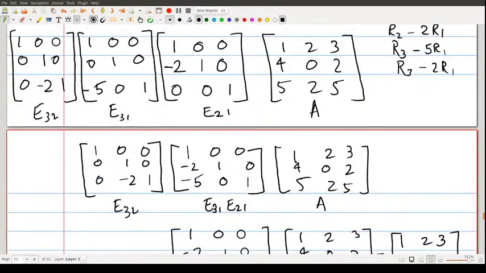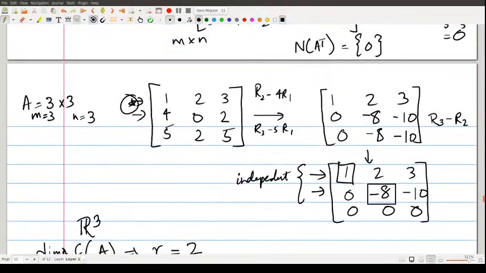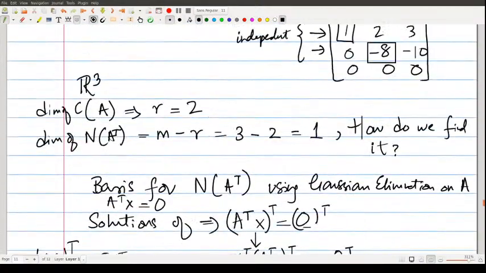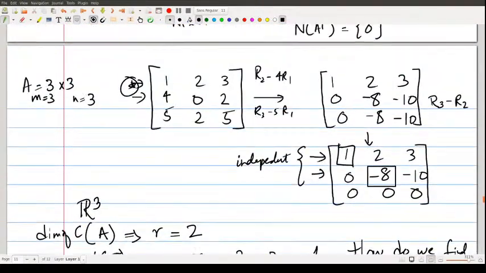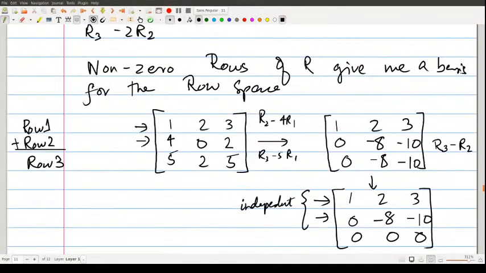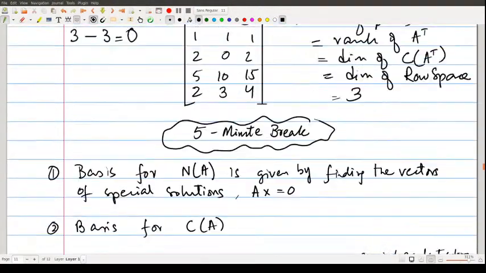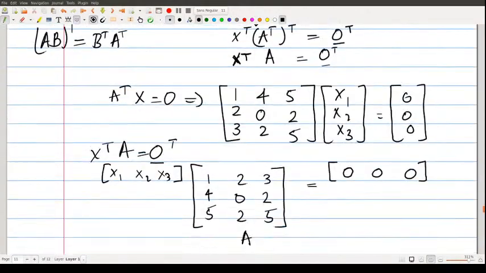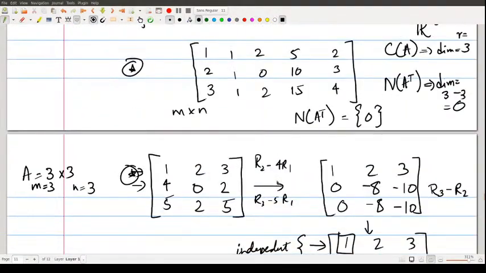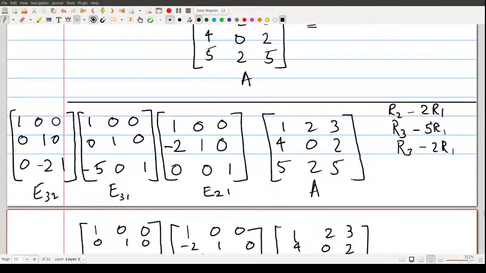Okay, let me just correct my computation mistakes. Let's see if we find what the issue is. So R2 minus 4 times R1. Okay, I have completely botched this process. So it's 4 minus 5. What did I copy? What process was I really doing? Never mind, I've done it all wrong. This was 4, 5, and minus 1. Oh dear. 4, 5, and minus 1. So this should be 4 and minus 1.